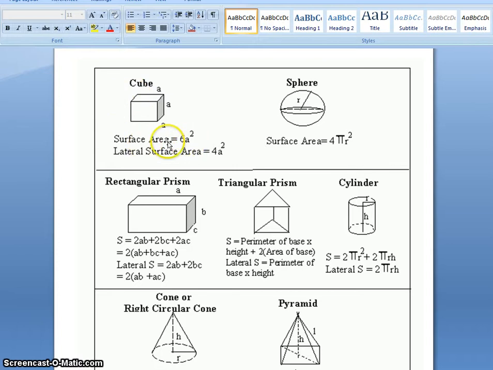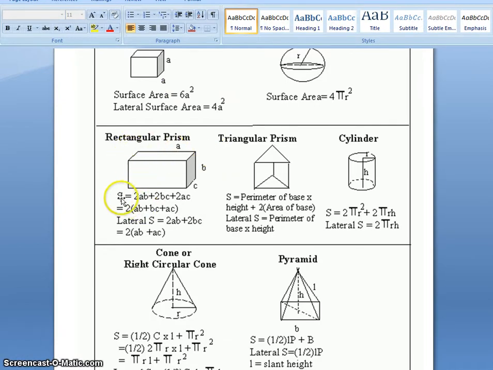Alright? So the formula for a cube surface area, total surface area is 6a squared, right? Because each one of these is a squared, a times a, and you have 6 of them. Lateral surface area, there's only 4 faces that we worry about, just the ones around the outside, not the top or the bottom, so we only times by 4.